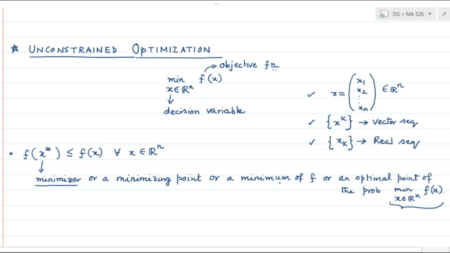This x star is also referred to as a global minimum. This x star will be denoted as belonging to the set argmin of the function f of x. By that, what do we mean? By that we mean a point x for which f of x gets a minimum value. As you all know, the variable is known as the argument of the function. That's why this nomenclature, argument of the minimum value of the function f.